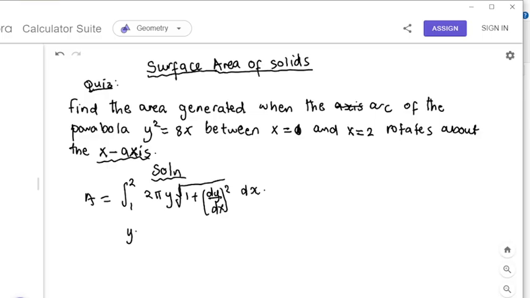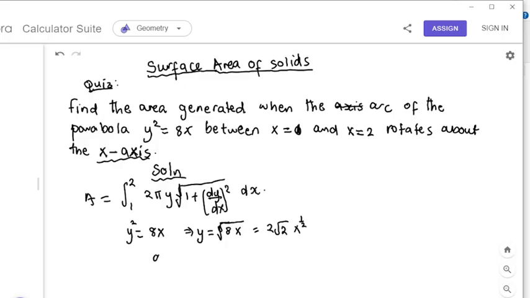And now our y, we have y squared equals 8x, meaning we have to find y. That means y is the square root of 8x, and the square root of 8x is 2 root 2 x raised to power a half.